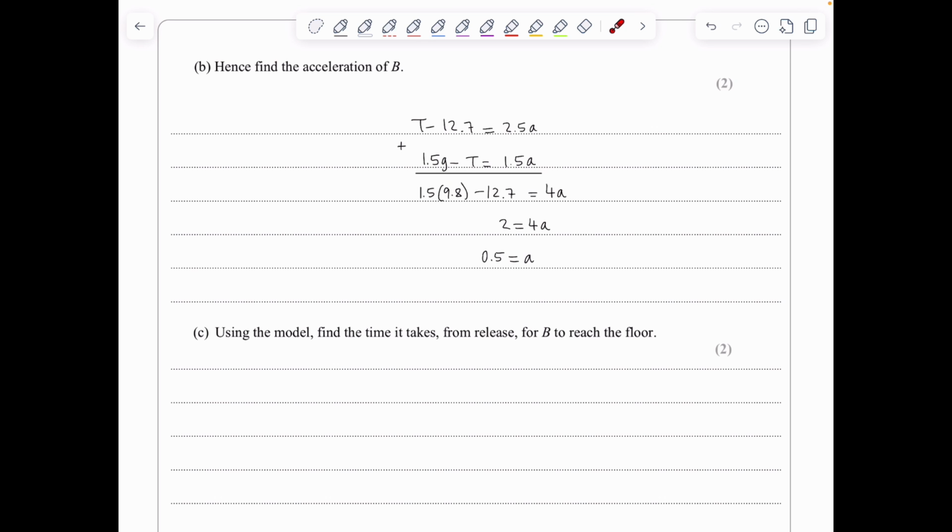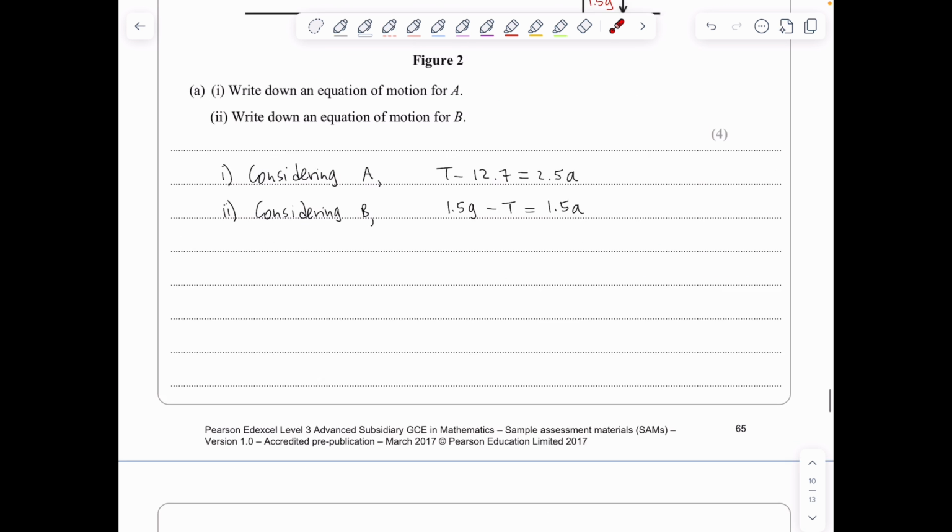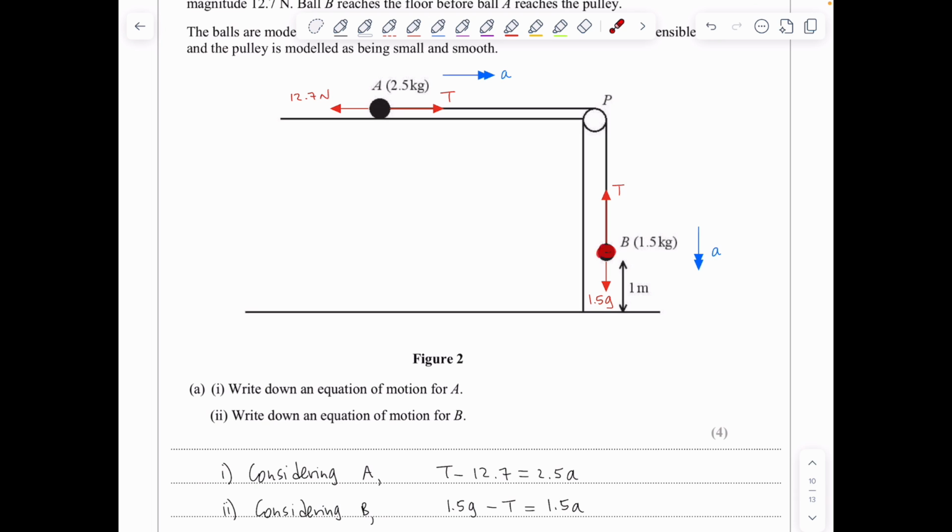Now using the model, we need to find the time it takes from release for B to reach the floor. So going back to the diagram here, we know that B was initially at rest. It will experience a constant acceleration of 0.5. It will cover a distance of 1 meter. So I can use SUVAT equations here.